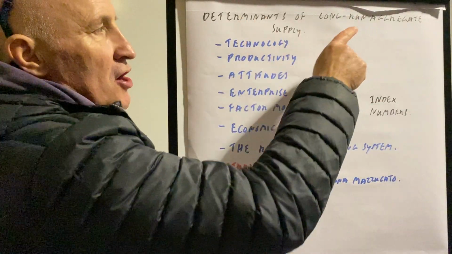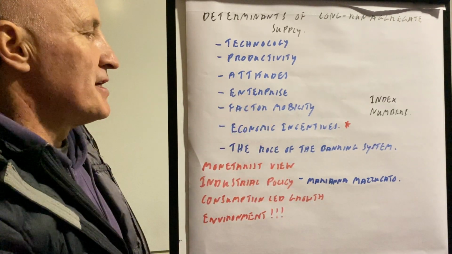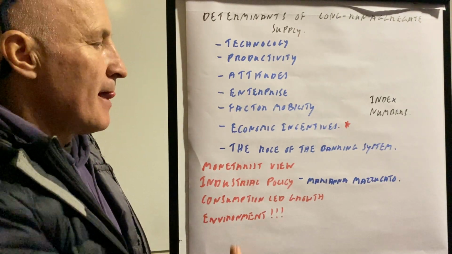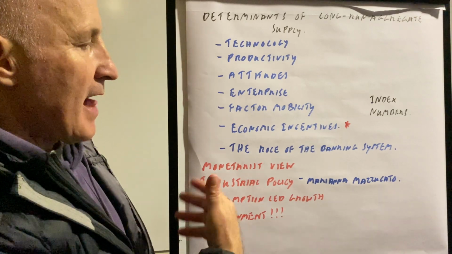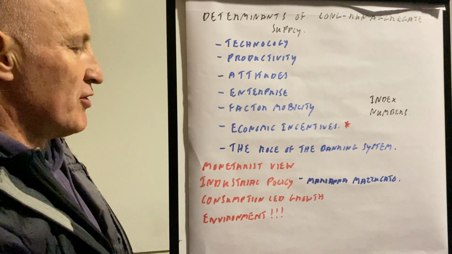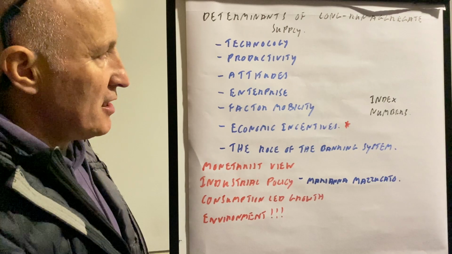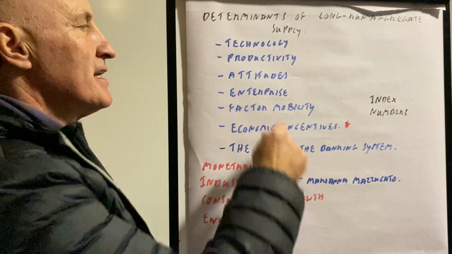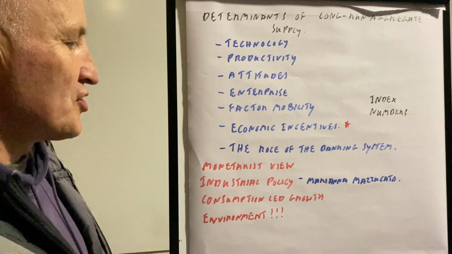Then we move on to the determinants of long-run aggregate supply, which is technology, productivity, attitudes, enterprise, factor mobility, how quickly labour and capital can move around the country, economic incentives, so good economic incentives are going to mean more enterprise, and the role of the banking system. The banks actually lend out to real businesses on here. Right, so these things here will affect the long-run aggregate supply curve. And a lot of what I talk about is if the government invested loads of money into technology, particularly green technology, then the long-run aggregate supply curve would shift out.